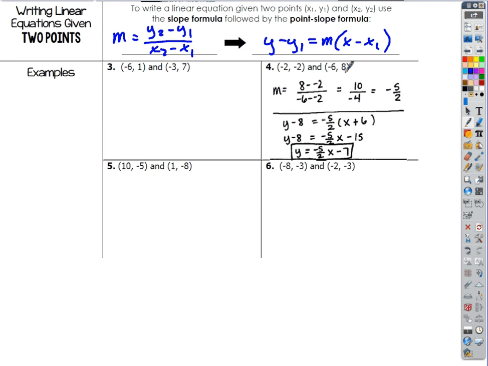So in this case, we're doing second minus first. So we got y2 minus y1, 8 minus negative 2 is 10. I have to do x2 minus x1 then, right? So negative 6 minus negative 2 is negative 6 plus 2 is negative 4. Positive over negative is negative, and 10/4 reduces to 5/2.